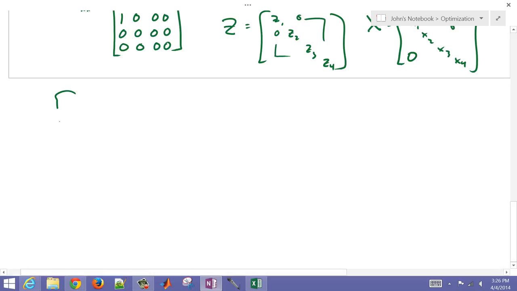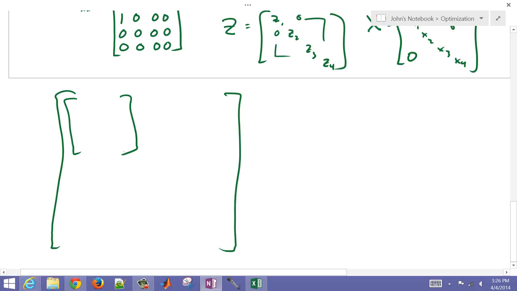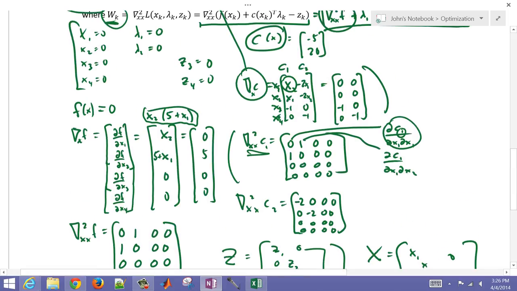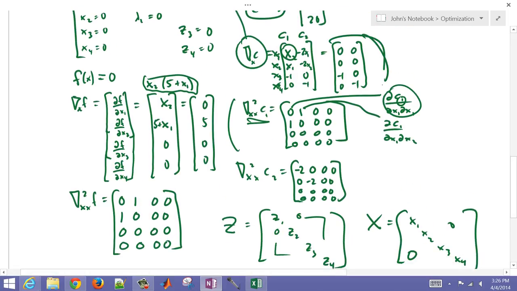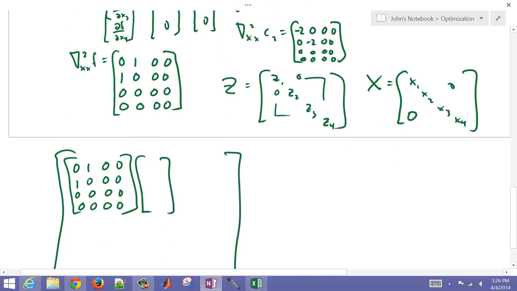Okay, so I'm just going to take and do a big matrix. This is going to be a 4 by 4 right here. That's just going to be our F, the Hessian of our objective function. Okay, and then we had our, okay, this one right here, I need to put here.